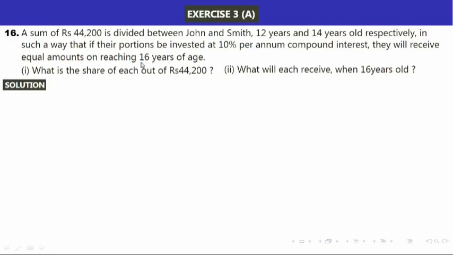Okay, so let me directly start. We don't know their shares, right? So I'm taking the share of John to be y. Out of 44,200 rupees, y is given to John. That means the remaining sum is 44,200 minus y, and this will be the share of Smith.